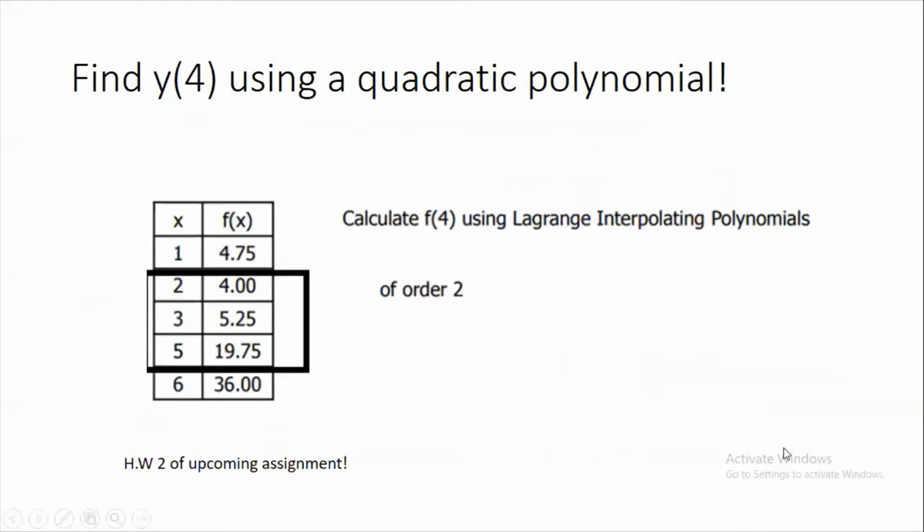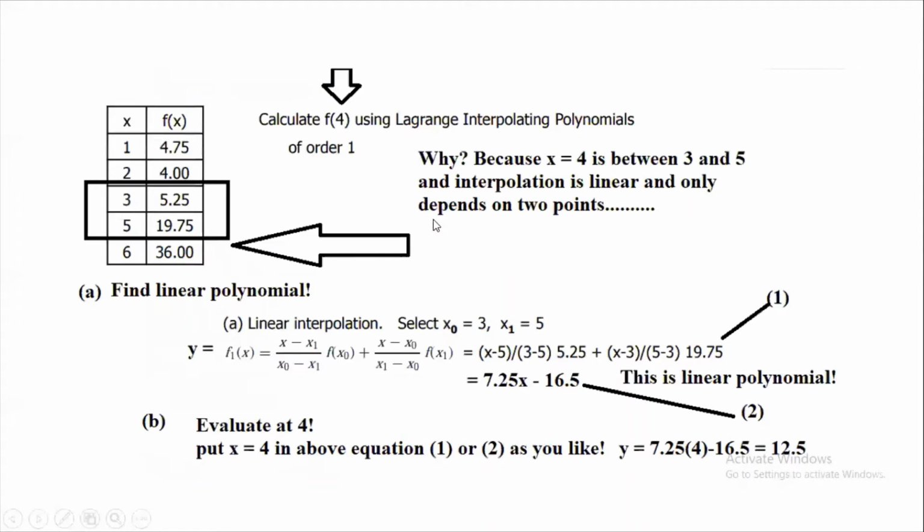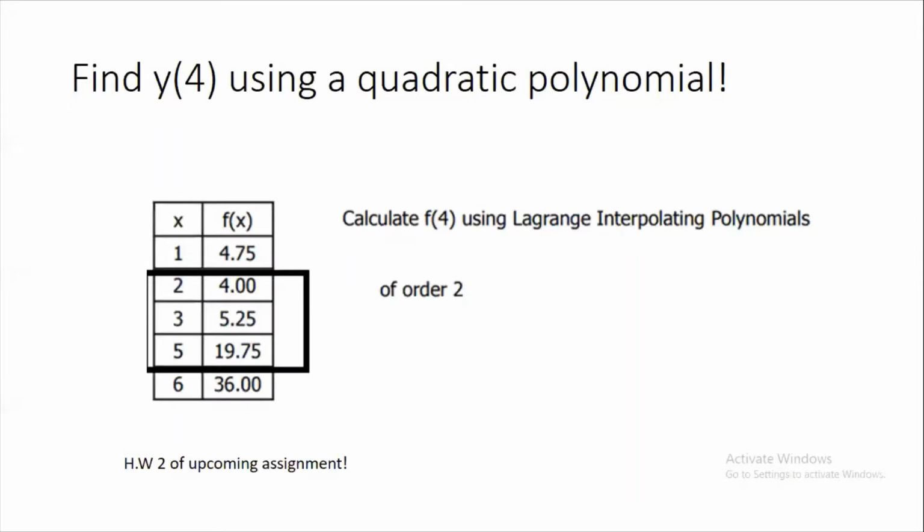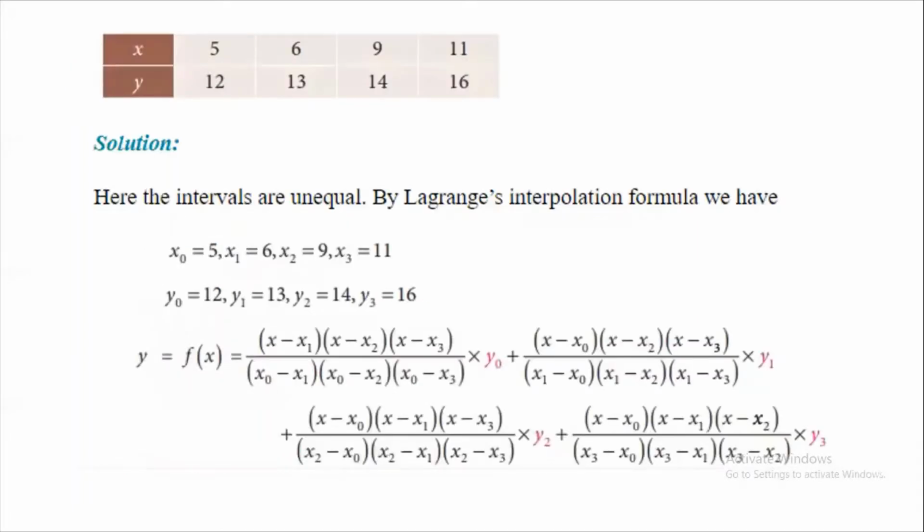Now repeat the same process and I have already selected the data for you, the closest data which will give you better results with better accuracy. Now please find f of 4. Repeat the same process but apply the quadratic interpolation. Got the point? Now this is the second question for the upcoming assignment. Now let us go to another example.